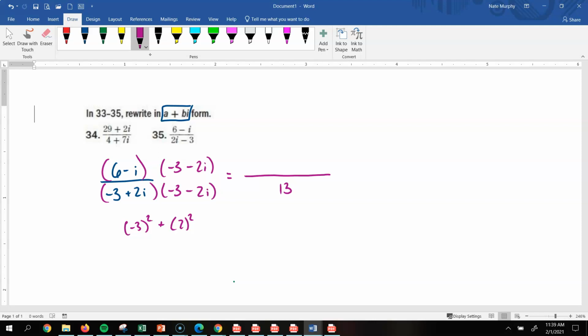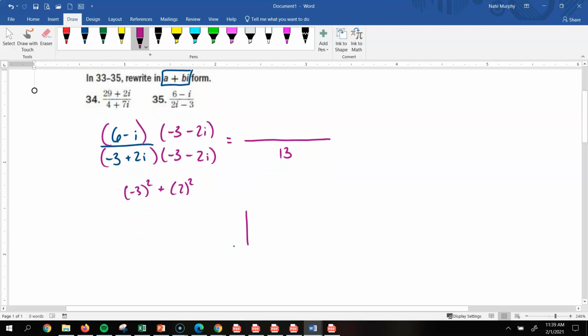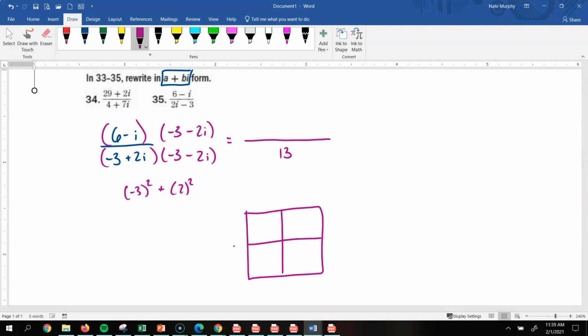But let's look at the numerator. So the numerator, I'm actually going to do that using this box method. So I would have 6 minus i on one side and negative 3 minus 2i on the other side. All right, so when I multiply those together, negative 3 times 6, that's negative 18. This would be positive 3i. This would be negative 12i. And this would be a positive 2i squared. But remember, i squared is negative 1, so this is really negative 2. So negative 18 minus 2 is negative 20. And then 3i minus 12i would be negative 9i.